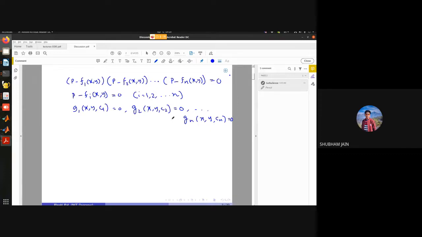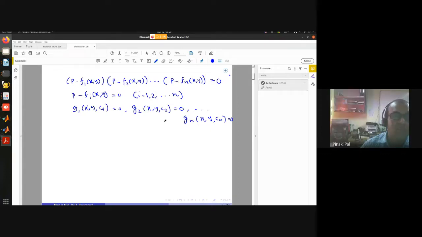Why this happens, that proof I have not included. If you are interested, I can discuss it separately. At this moment, please assume. But one can prove that the general solution of a first order ordinary differential equation will involve only one arbitrary constant.